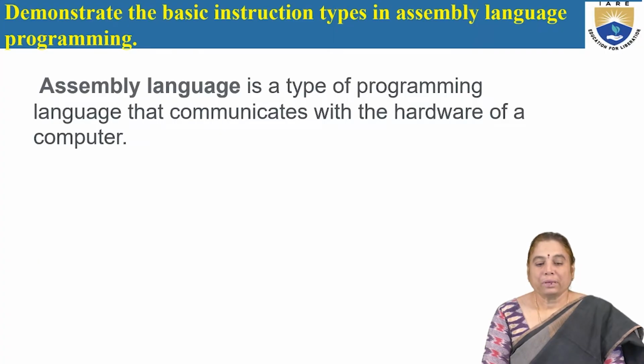The first question is, demonstrate the basic instruction types in assembly language programming. What is computer language? A computer language is a mode of communication by the user with the computer. There are three levels of programming languages: low-level programming language, middle-level programming language, and high-level programming language.